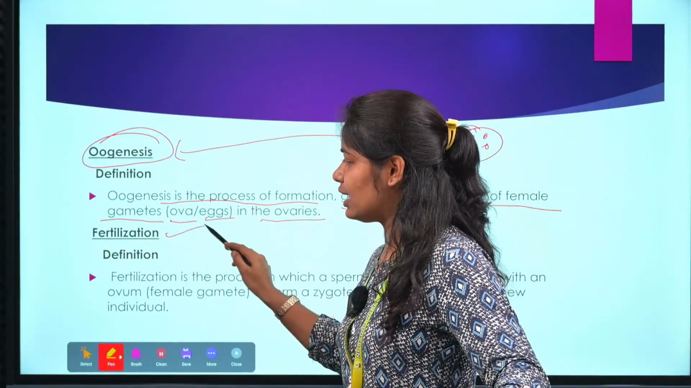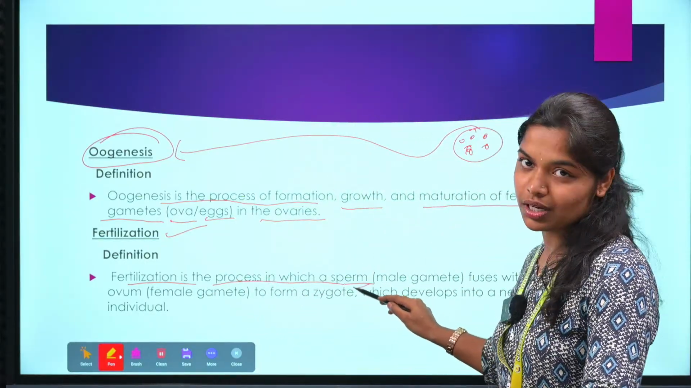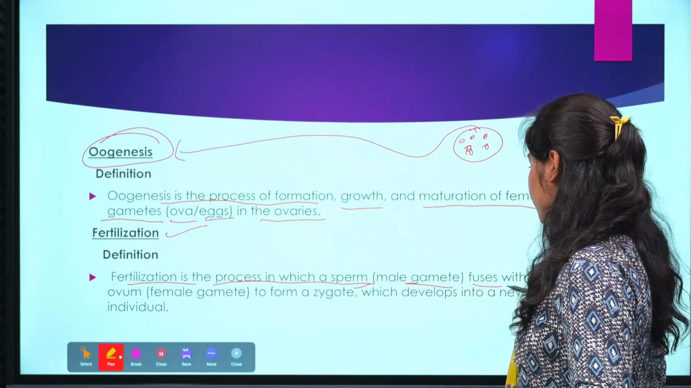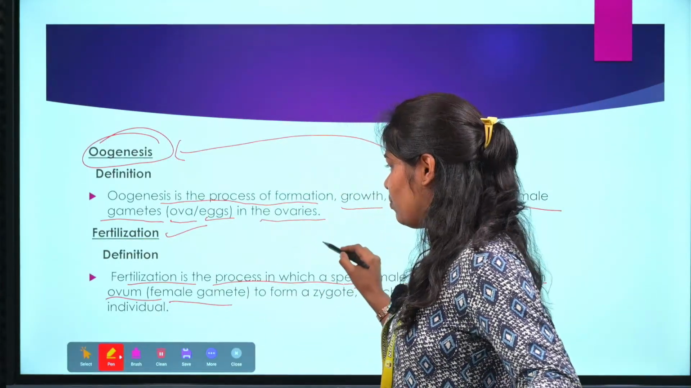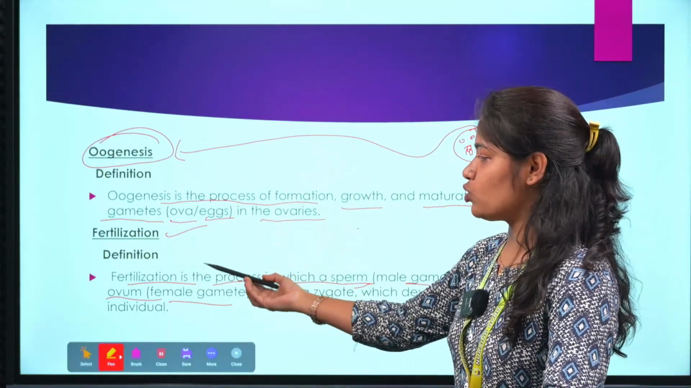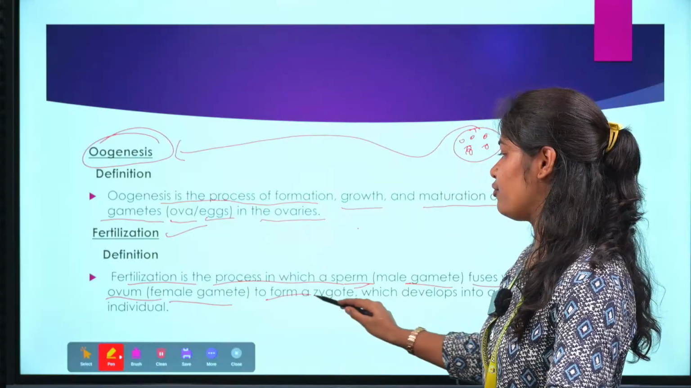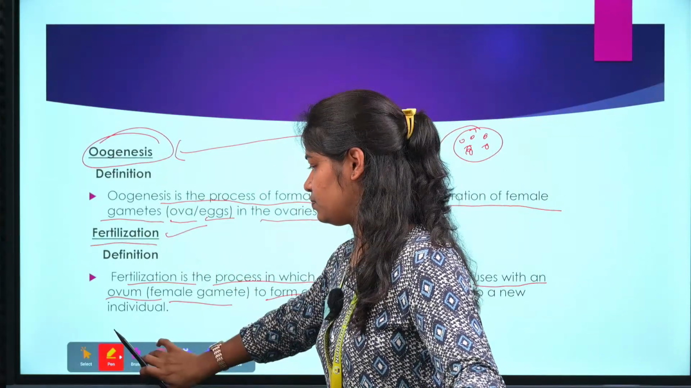Next is fertilization. Fertilization is the process in which a sperm, the male gamete, fuses with an ovum. Ovum is a female gamete. The male gamete sperm and the female gamete ovum fuse and form the zygote, which process we will call fertilization.